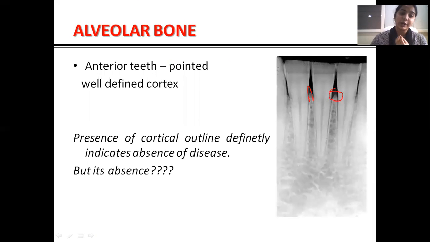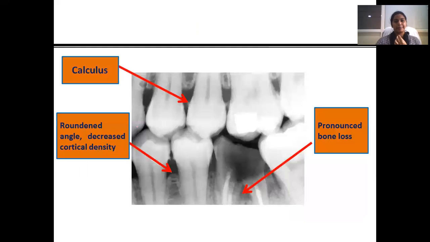The presence of cortical lining definitely indicates absence of disease. If there is cortical lining, we say that disease is not present. But if it is absent, that does not indicate that disease is present. If the level and the density of the bone are normal, then the presence or absence of the cortical line will not matter.